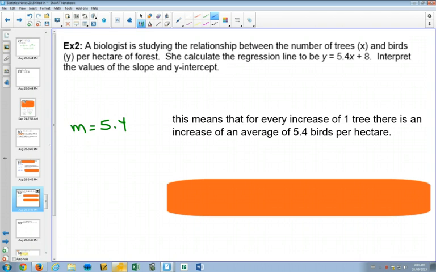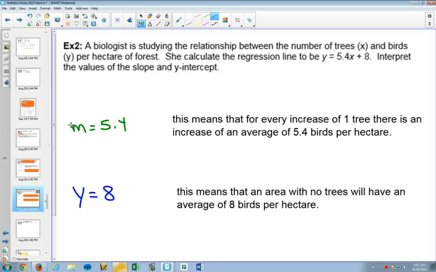And did we get that our y-intercept was equal to 8? Which means there will still be some birds even if there are no trees. But they will not be happy birds. They're angry birds. Angry birds, yes.